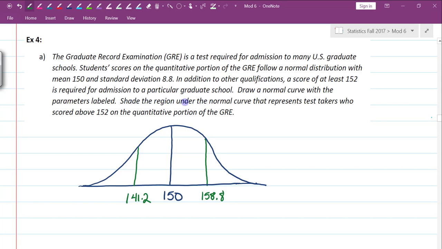Now it says shade the region under the normal curve that represents test takers who scored above 152 on the quantitative portion of the GRE. So we're going to put 152 right about here, and we're going to shade over here. Okay, so now we have the area under the curve of the required score, which is 152, to get in for admissions, shaded to the right, which would be greater than. So anybody who makes a 152 or greater would be accepted into the school.